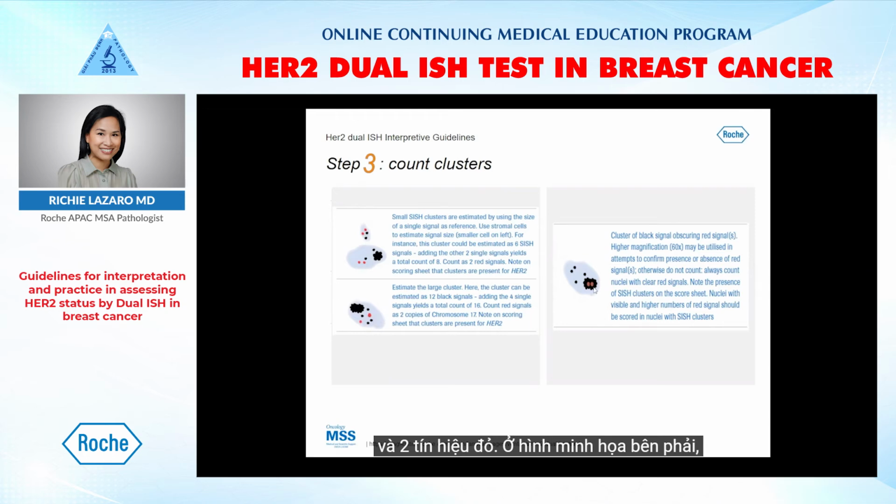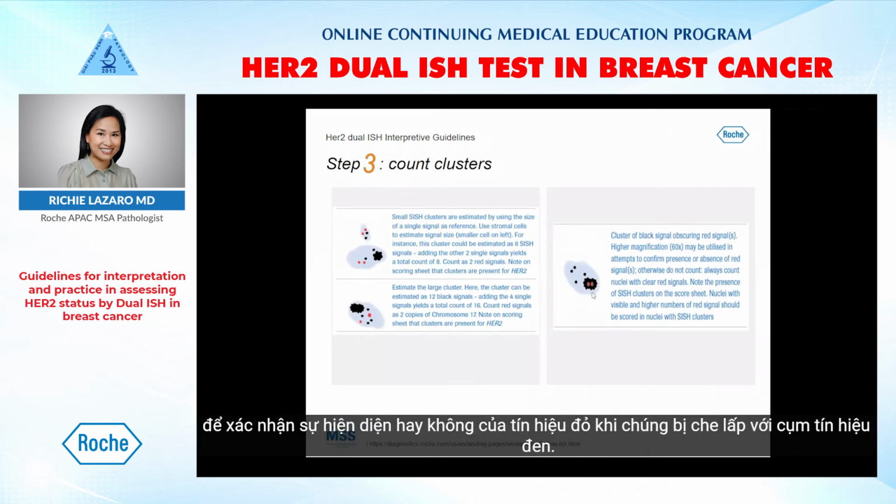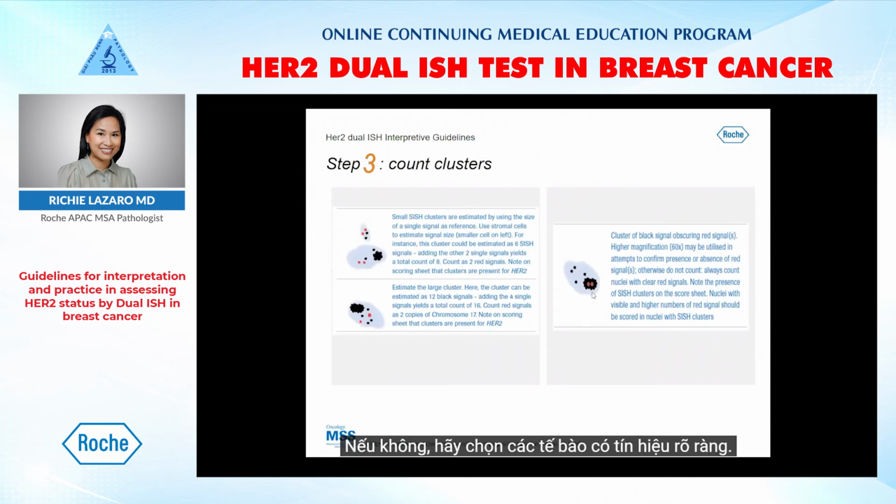In the illustration on the right, the cluster of black signals obscures the red signals. This can occur in some cases and may be challenging to score. Higher magnification of 60x may be used to confirm presence or absence of red signals when obscured by the black clusters. Otherwise, select cells with clear red signals.